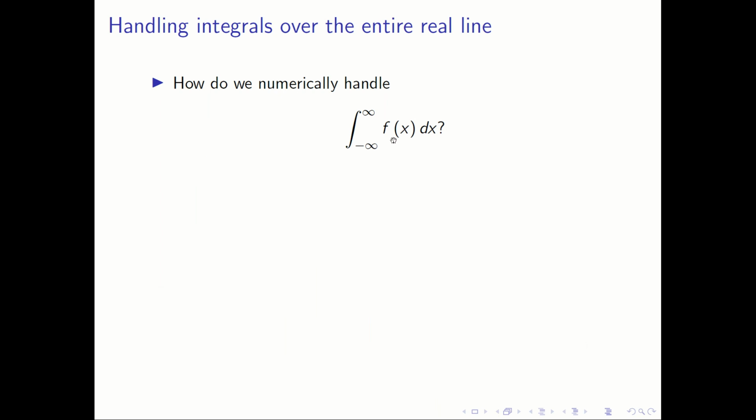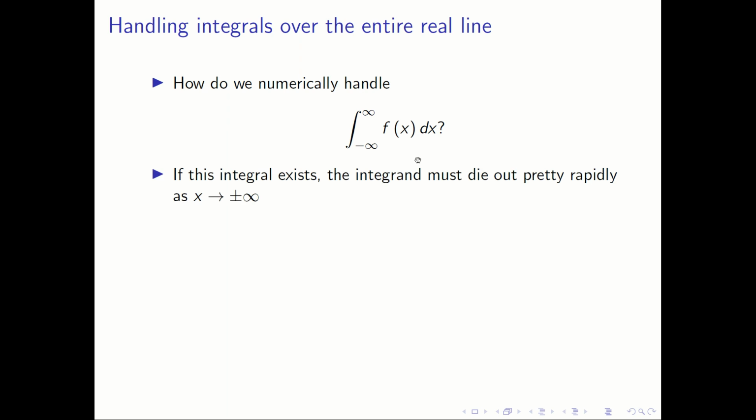An integral of f of x dx, where the integrand f we assume is otherwise perfectly well defined everywhere, but the integration limits are over the entire real line from minus infinity to plus infinity. So how do we numerically handle a case like this? Well, if the integral exists at all, then the integrand must die out pretty rapidly as x becomes very large, because otherwise you will get bigger and bigger contributions as you go further and further away, and that might lead to the integral not existing.